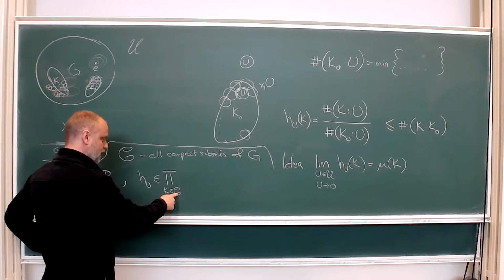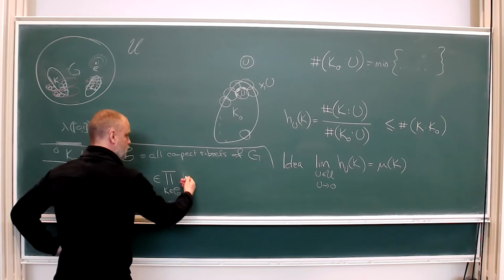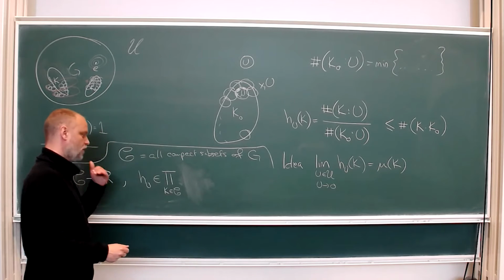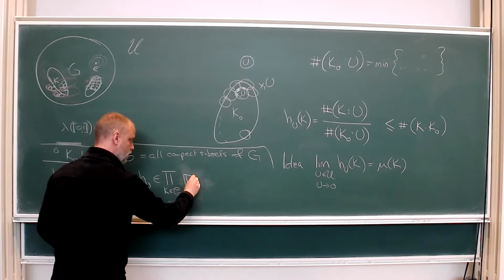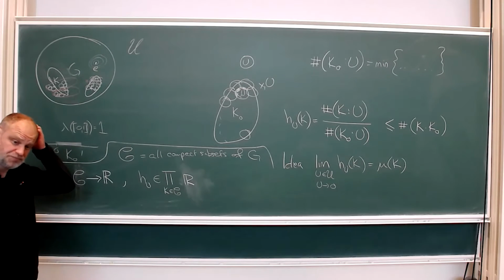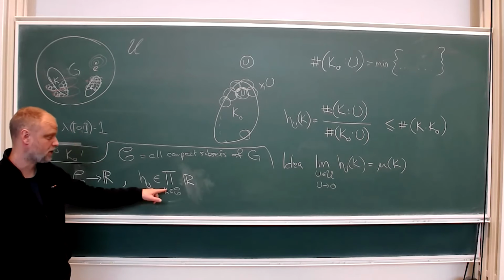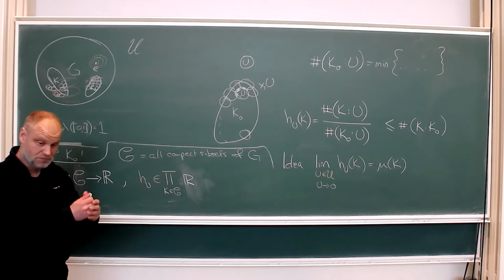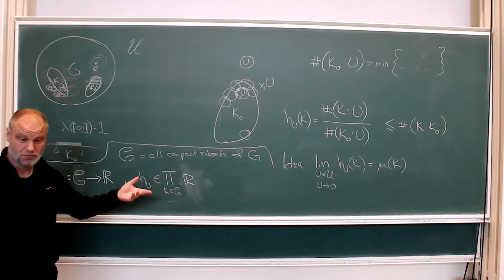So for each compact set, I need to put a set here. And what set do I put? If I want to think of this as a sequence, I could do the infinite product of just the reals with its set. So what's the value then of this sequence? Pick a compact set K, and the value in this uncountable product is just H_U of K.